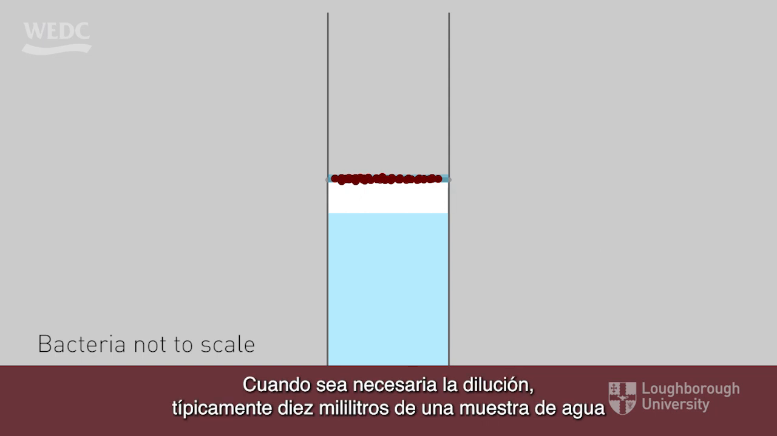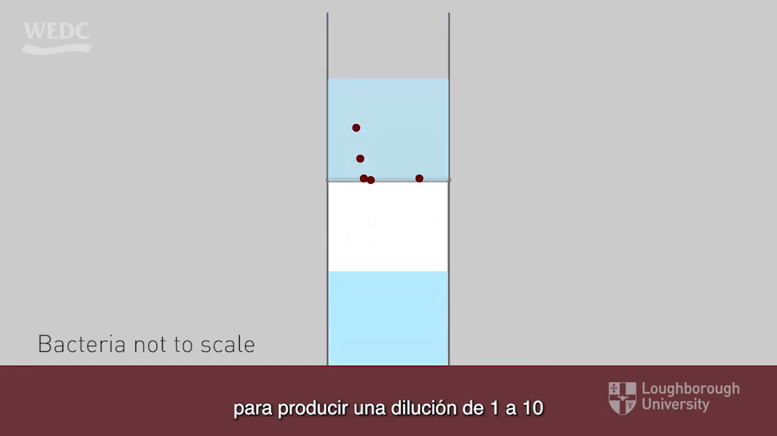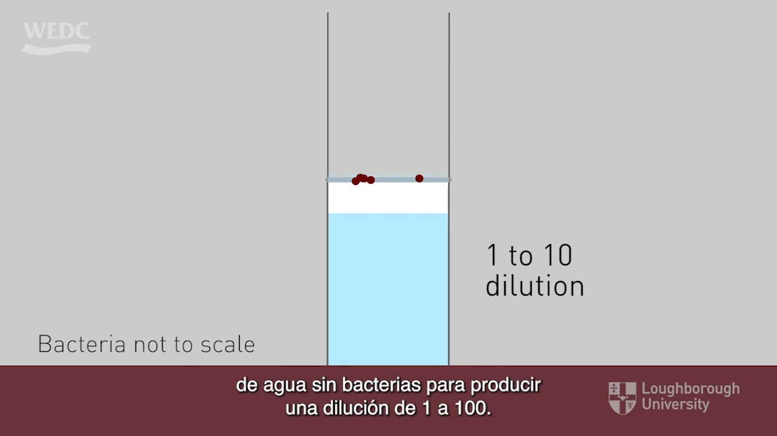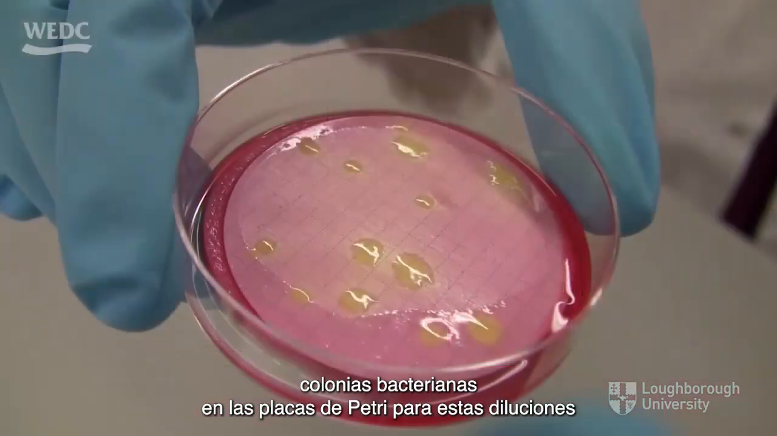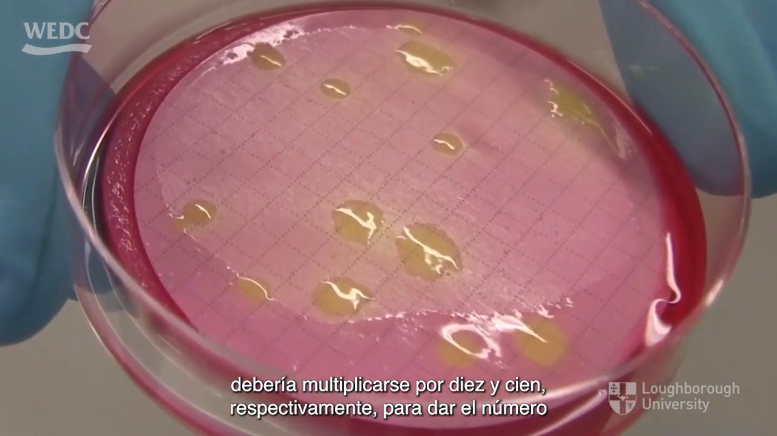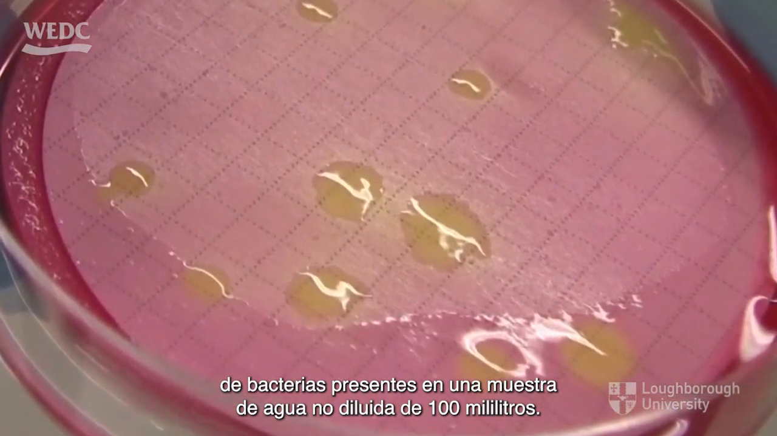When dilution is necessary, typically 10 milliliters of a water sample could be mixed with 90 milliliters of water containing no bacteria to produce a 1 to 10 dilution, or 1 milliliter of a water sample could be mixed with 99 milliliters of water containing no bacteria to produce a 1 to 100 dilution. The numbers of bacterial colonies on the petri dishes for these dilutions should then be multiplied by 10 and 100 respectively, to give the number of bacteria present in an undiluted 100 milliliter sample of water.